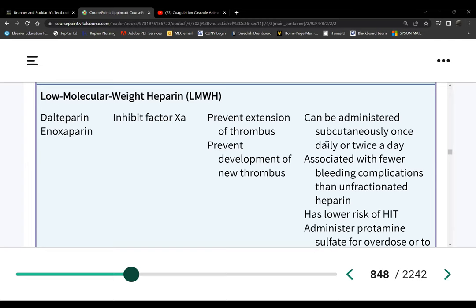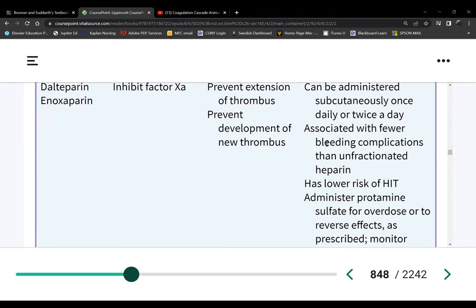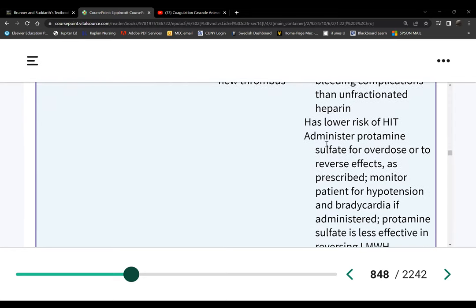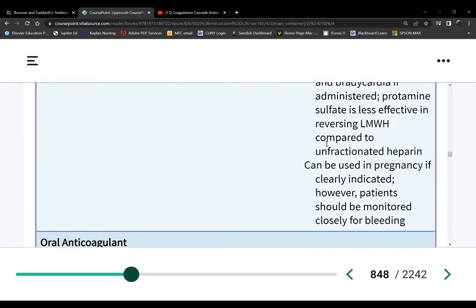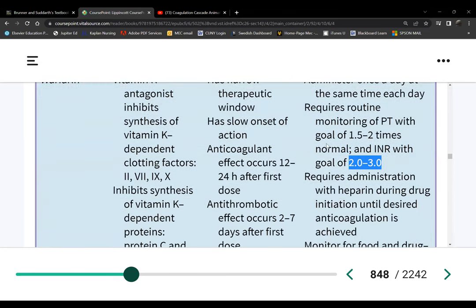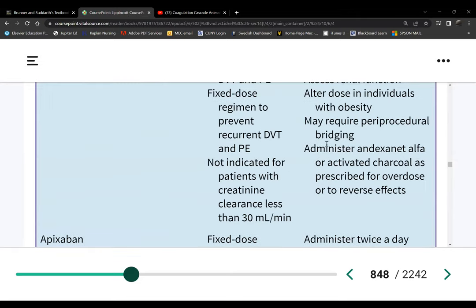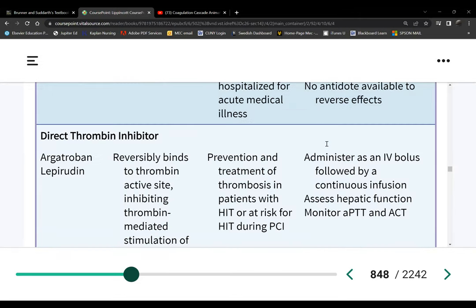So therefore, we typically send them home on low molecular weight heparin. No need to monitor because, again, the dose will not change unless there's a drastic change in the weight. Are we clear?